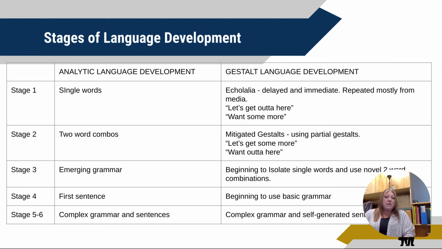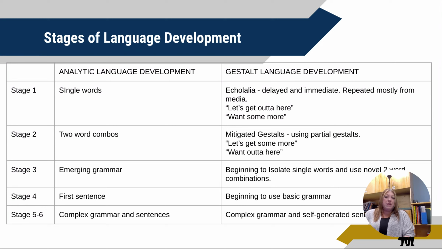And then stage 4, they start adding in some grammar. And stage 5, they're using more complex grammar and self-generated sentences. So as you can see, stage 5 and 6, kind of the end goal is the same for all kids. They just move through the stages differently and at different paces. There's no age per se attached to a stage.